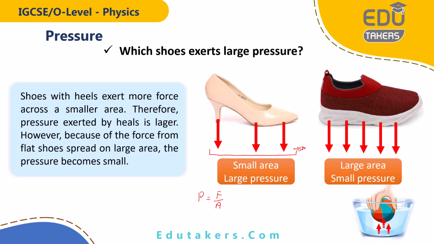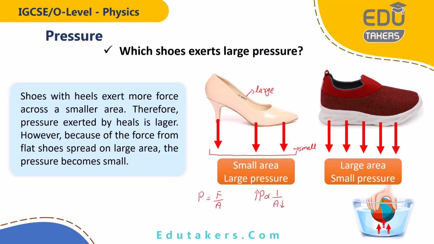When the area is small, next you have to see the relationship between the pressure and the area. I can simply say that pressure is inversely proportional to the cross-sectional area. For the heel shoes, the cross-sectional area is smaller, so the pressure would be larger. So for the heel shoes, the pressure is larger.